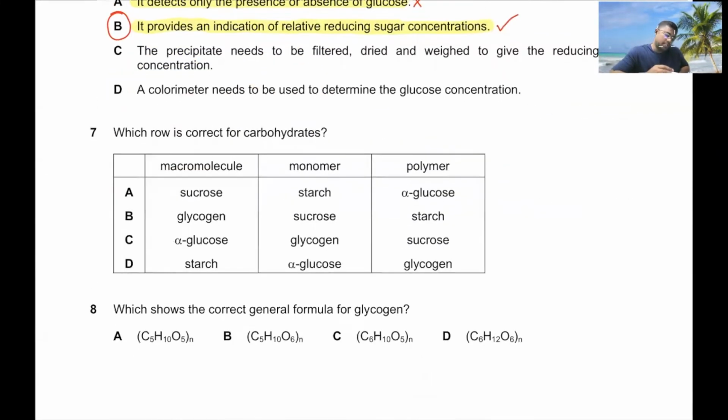Which row is correct for carbohydrate? Question number 7. Macromolecule. All right, so we know glycogen is a macromolecule. Starch is a macromolecule. So sucrose and glucose are cancelled. Monomers. Sucrose cannot be a monomer. Alpha glucose can be a monomer. Polymer. Glycogen can be a polymer. So question 7, option D.